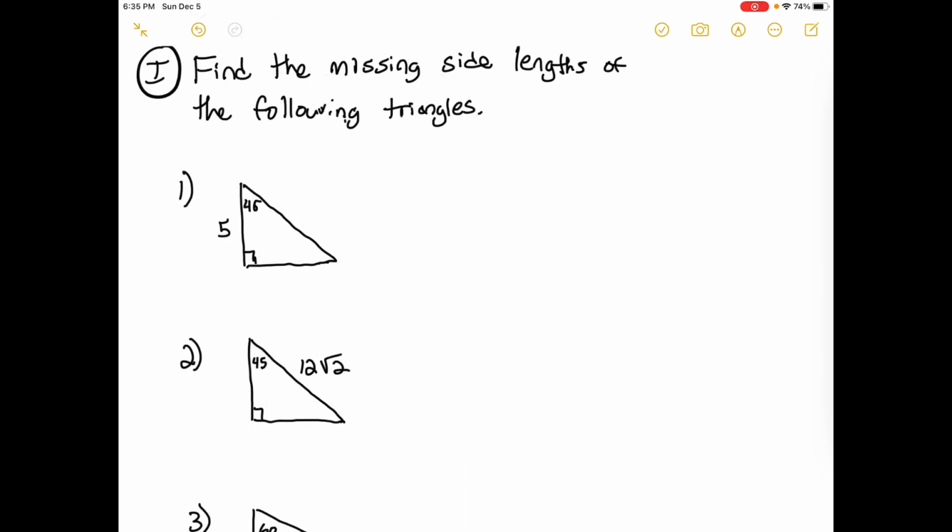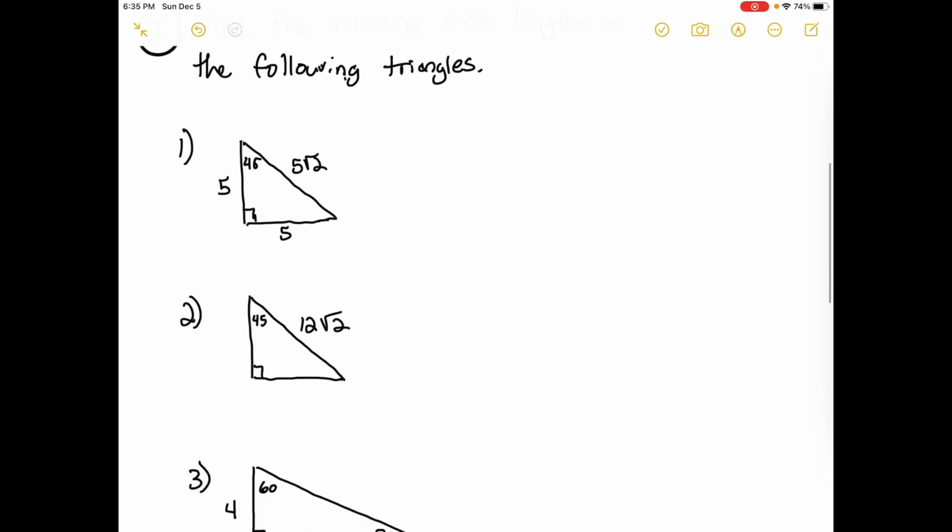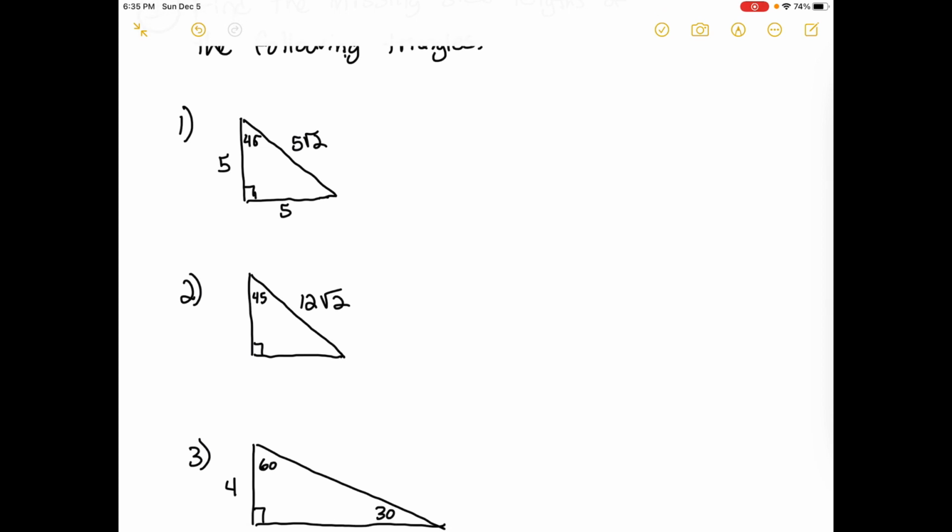Okay, let's go over these first 5. Number 1 is a 45, 45, 90. That's leg, leg, leg root 2. So you're given a leg, the other leg is 5, and then leg root 2 is 5 root 2. Number 2, you're given the hypotenuse, which is leg root 2, so your legs are 12 and 12.